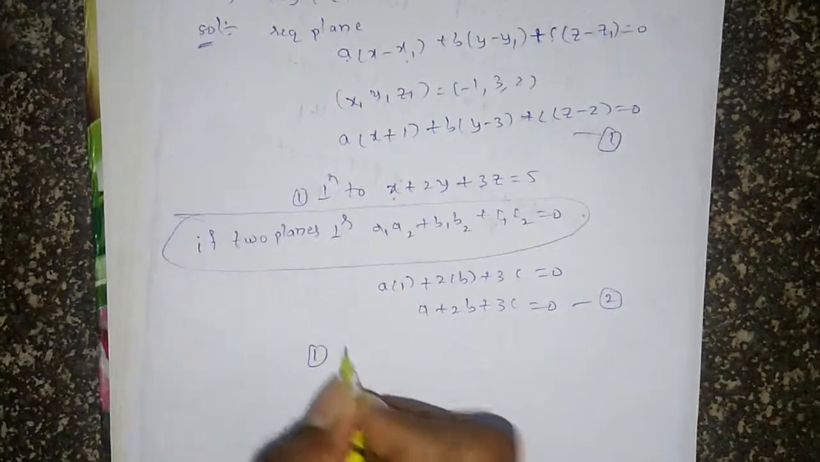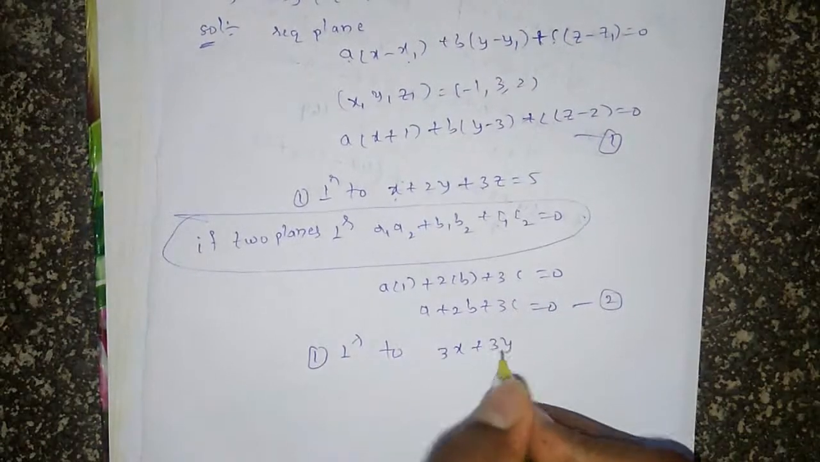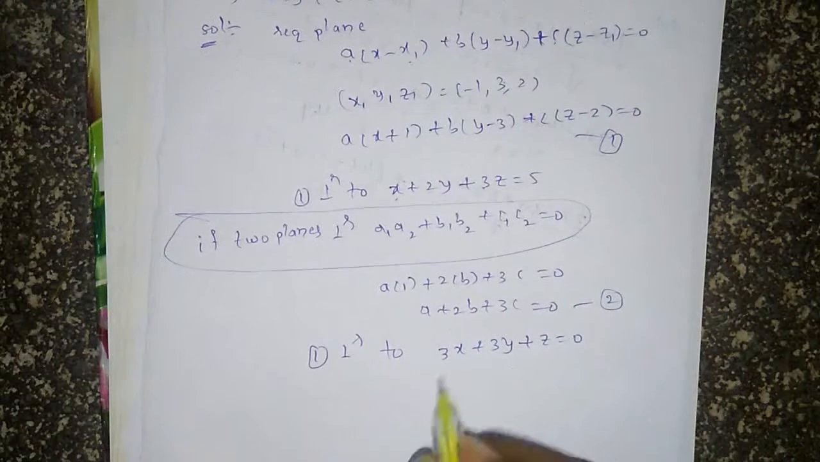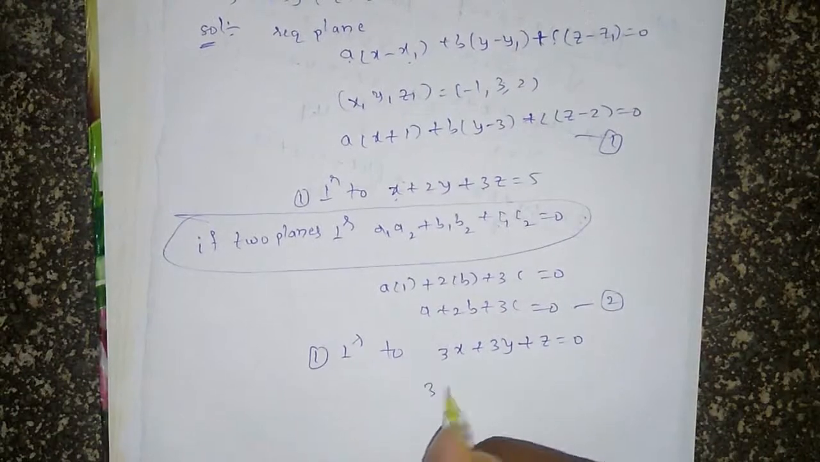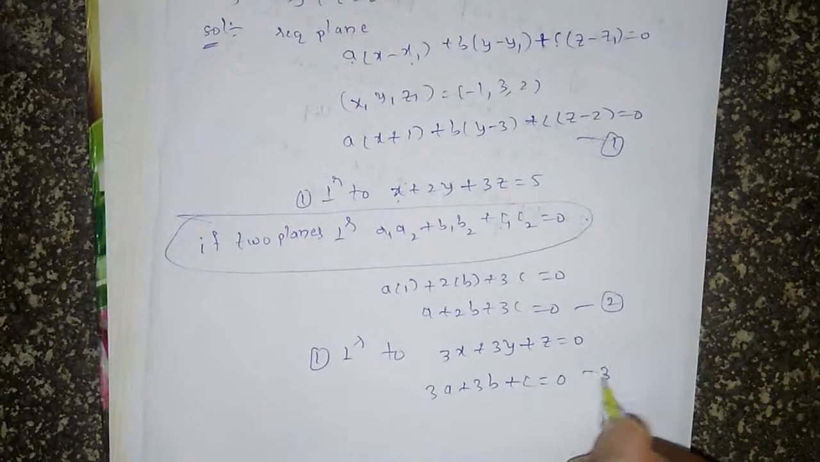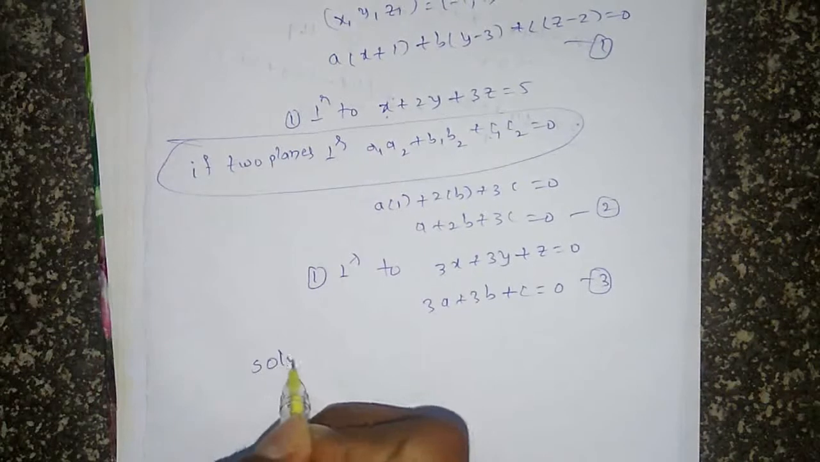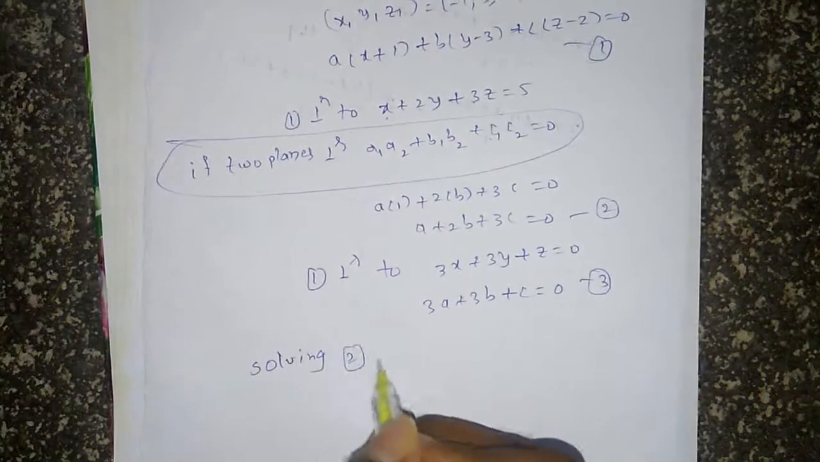Similarly, equation 1 is perpendicular to the other plane. The equation is given 3x plus 3y plus z is equal to 0. Again apply the formula: 3a plus 3b plus c is equal to 0. Now solve 2 and 3.